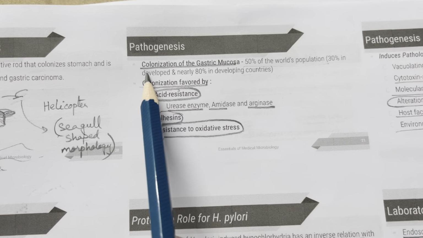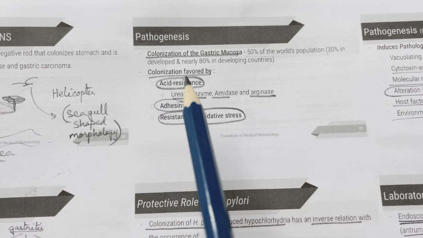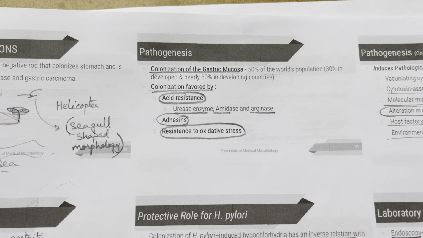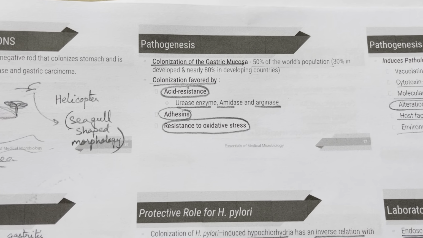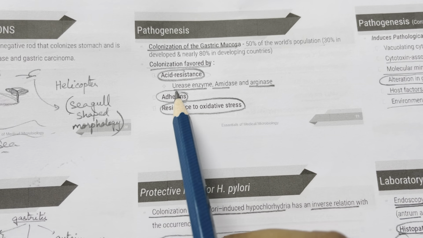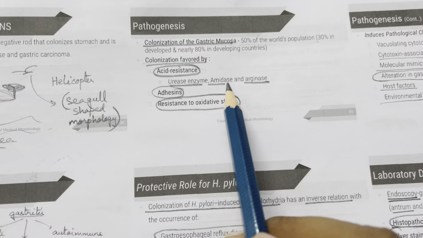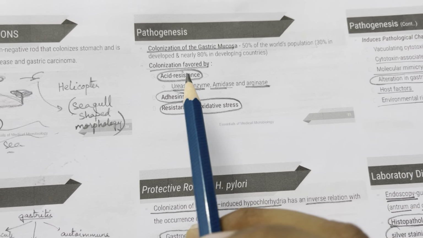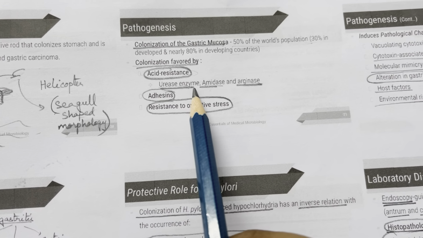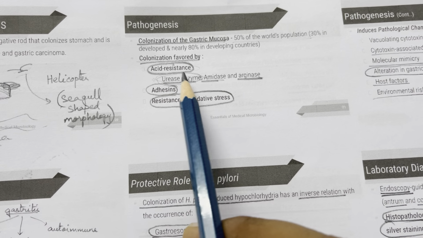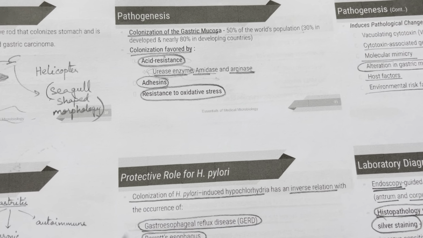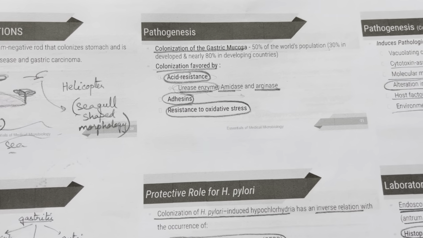It colonizes the gastric mucosa, and this colonization is favored by first acid resistance. So you have HCl in the stomach, which kills all the bacteria that enter the stomach, all the pathogenic organisms. So if there is acid resistance given by the urease enzyme or amidase or arginase enzymes, then there is favoring of the colonization of the gastric mucosa. This urease enzyme plays a very important role in diagnosis as well, as it is the most sensitive test, the urea breath test. Let's talk about that later.